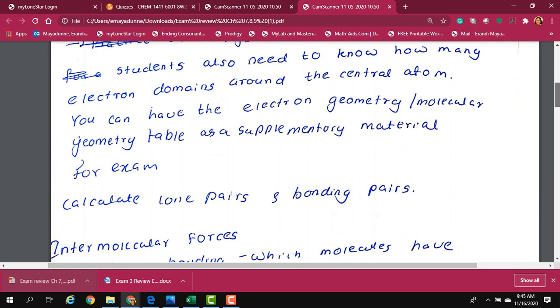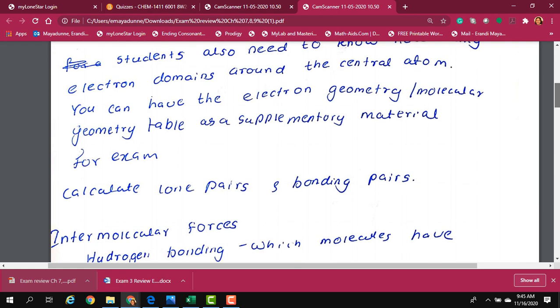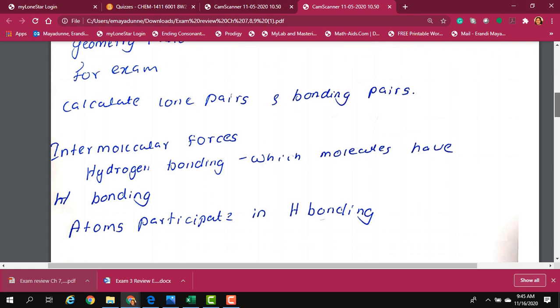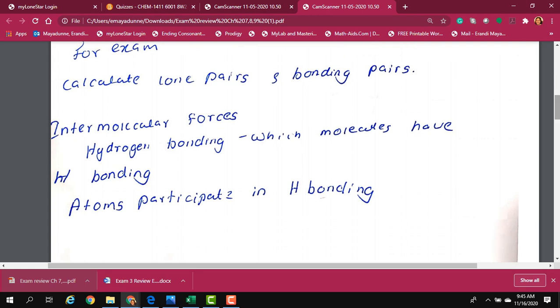And then you need to identify lone pairs and bonding pairs, and then intermolecular forces, dispersion forces. But the important thing is hydrogen bonding. Hydrogen bonding always forms between the molecules.